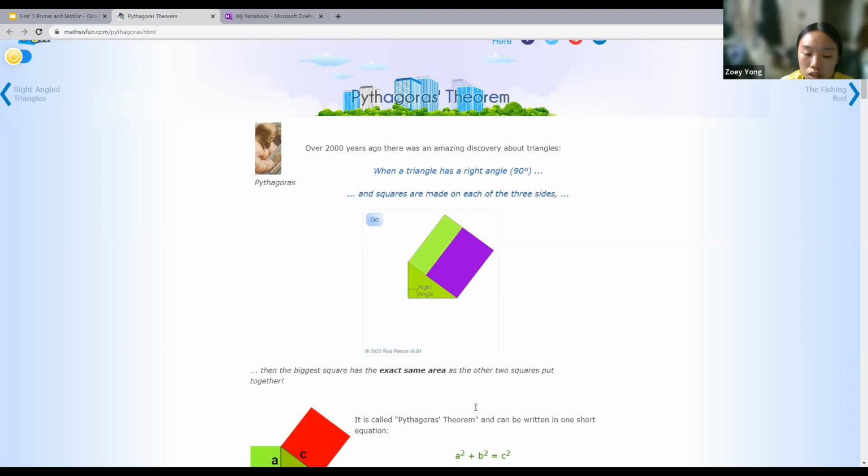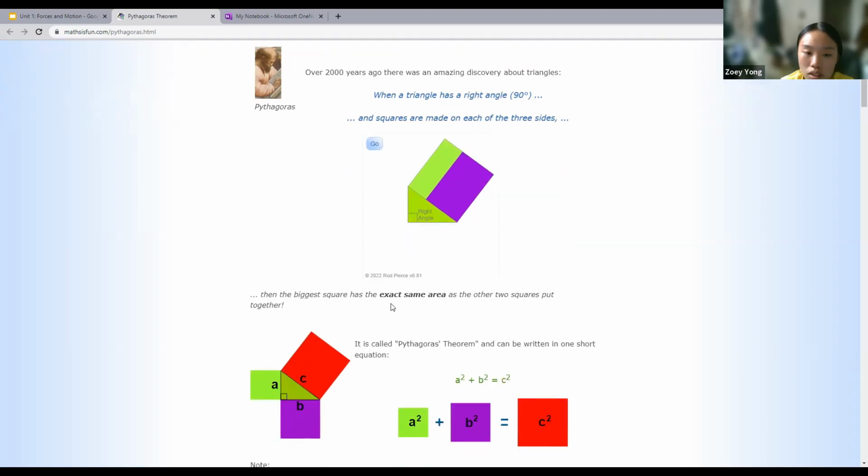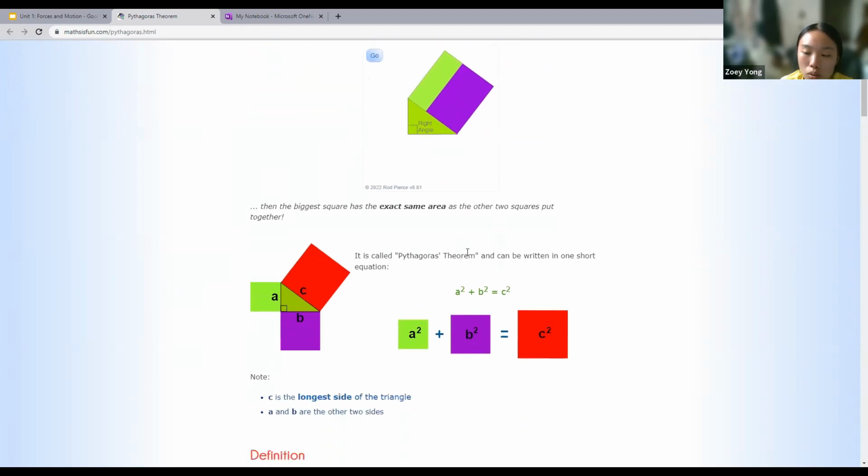So that's kind of crazy, right? So it's the exact same area as the biggest square. The two smaller squares put together have the exact same area as the biggest square. So what can we get from this?